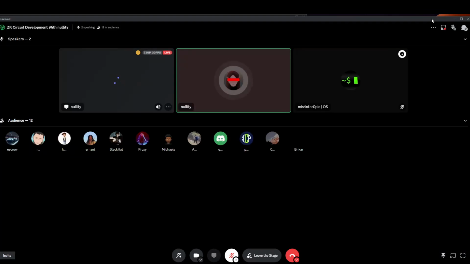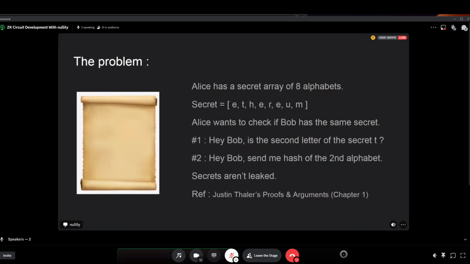Bob might get a few answers right, and Bob might get a few answers wrong. And in this process, the secret is going to be leaked. So you're actually giving Bob the letters, the secret. And this is not really an efficient way of passing secrets, I would say. Or the second way would be to say, "Hey, Bob, just send me the hash of the second alphabet." And Alice could compute the hash of the second alphabet, which is T, and see if the hashes match each other. This way, we don't leak what the secret is, which is a more efficient way.